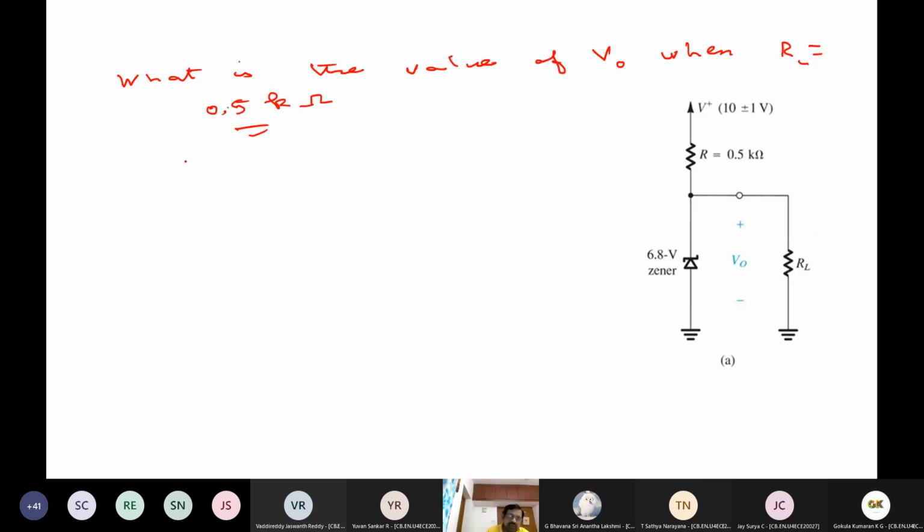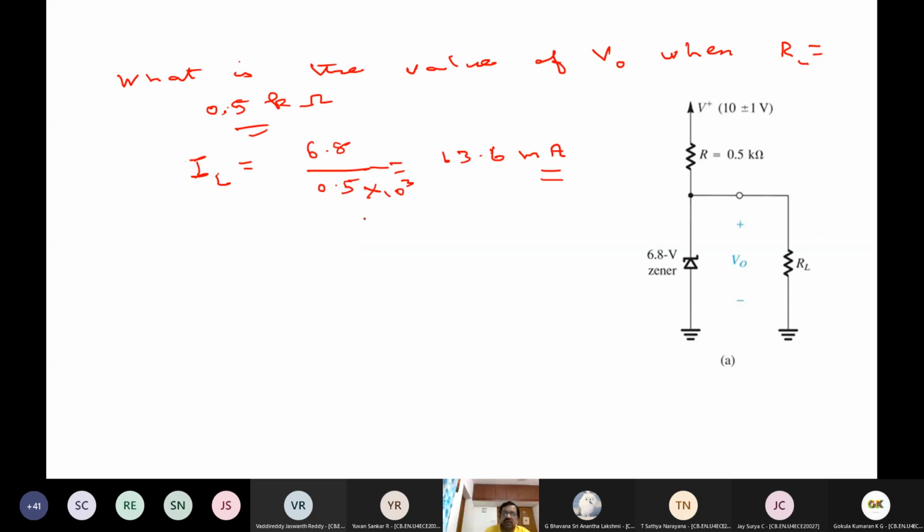Now think about this. What is the current it is going to draw? The current IL will be, we start from that same nominal voltage, 6.8 divided by 0.5, which is equivalent to 13.6 milliampere. Because this is in kilo ohm, I have to multiply by 10 power 3 in the denominator. When it goes to the numerator, it becomes 10 power minus 3. Therefore, the milliampere comes into play. 6.8 divided by 0.5 is nothing but 6.8 into 2, so that will be 12, 12 plus 1, 13.6 is the IL current.